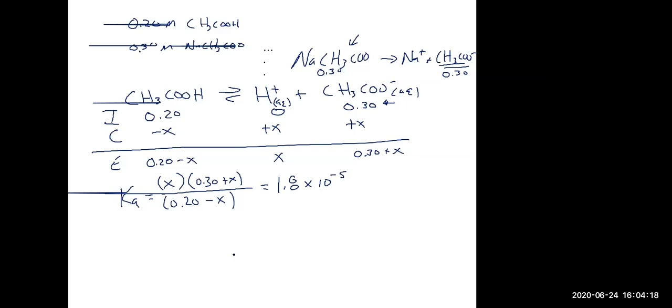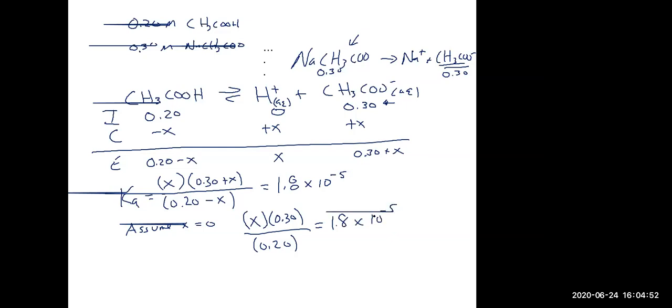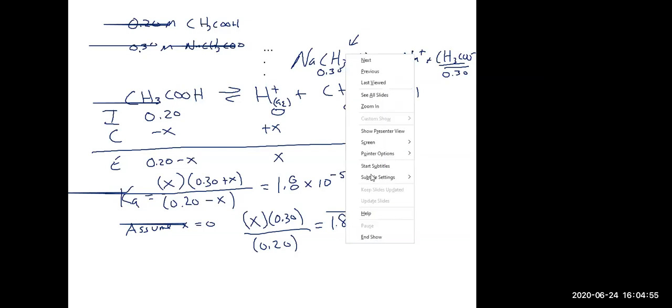We're going to assume that x is equal to 0 like we did on the previous one, since it seemed to work. And that's going to get us x times 0.3 divided by 0.2, and that's going to equal 1.8 times 10 to the minus 5. We're then going to multiply the 0.2 to the other side. We're also going to divide by the 0.3.